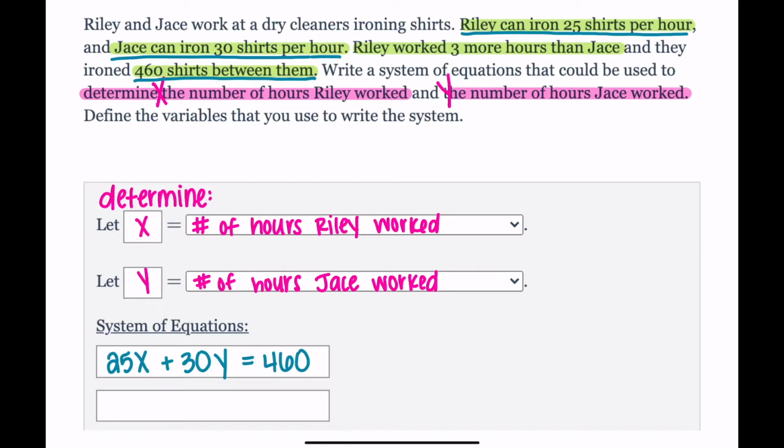Then we have a second equation that can come from this sentence. Riley worked 3 more hours than Jace. So Riley's number of hours, X, was equal to 3 hours more than Jace. So Jace's hours plus 3. So those are our two equations. We don't need to solve these, but if we were to solve them, we would simply plug them into Desmos and we would see where those lines cross.